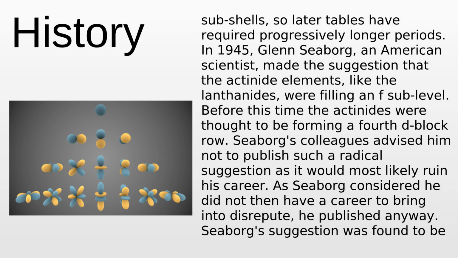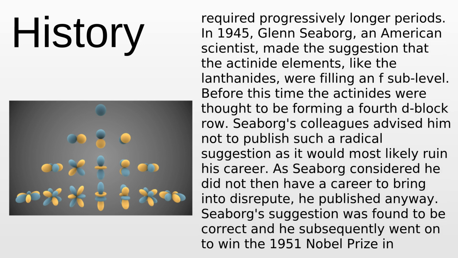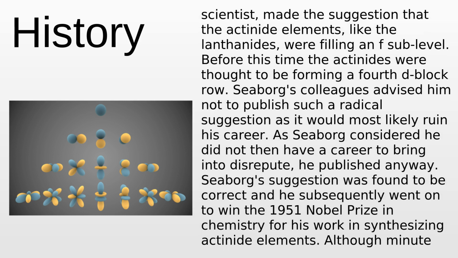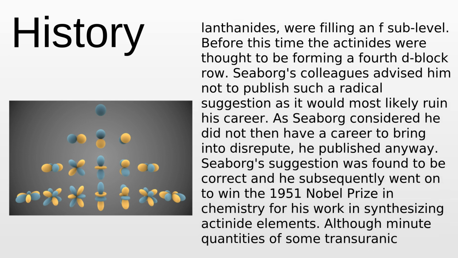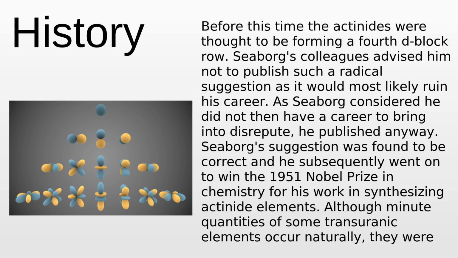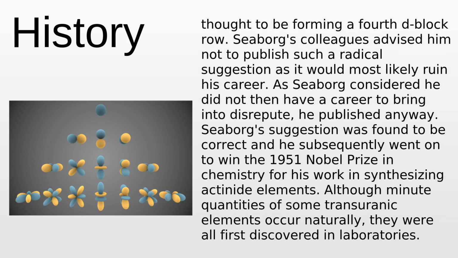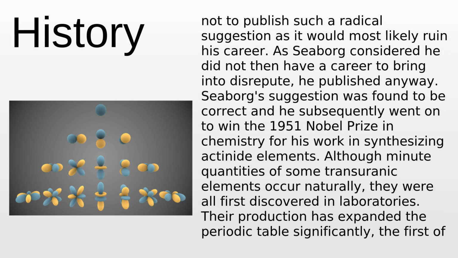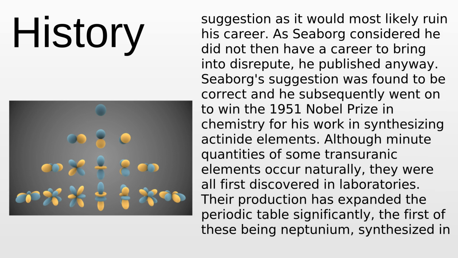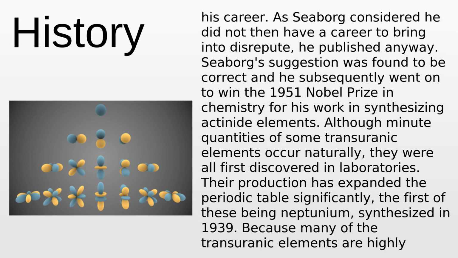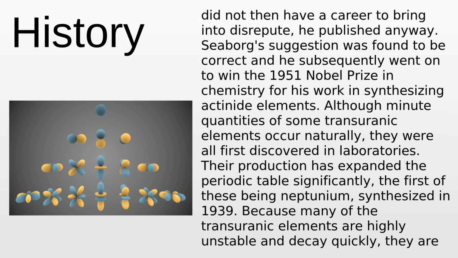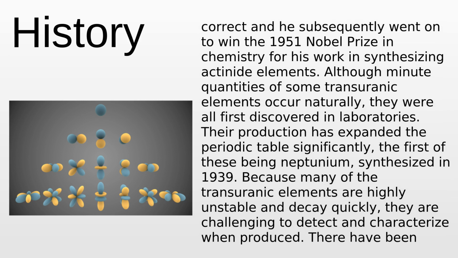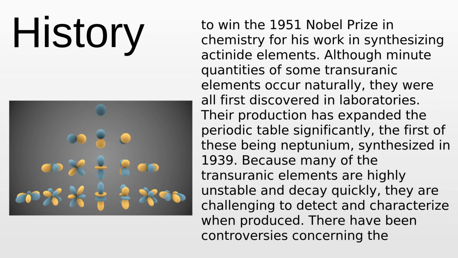In 1945, Glenn Seaborg, an American scientist, made the suggestion that the actinide elements, like the lanthanides, were filling an f sublevel. Before this time the actinides were thought to be forming a fourth d block row. Seaborg's colleagues advised him not to publish such a radical suggestion as it would most likely ruin his career, as Seaborg considered he did not then have a career to bring into disrepute. He published anyway. Seaborg's suggestion was found to be correct and he subsequently went on to win the 1951 Nobel Prize in Chemistry for his work in synthesizing actinide elements.